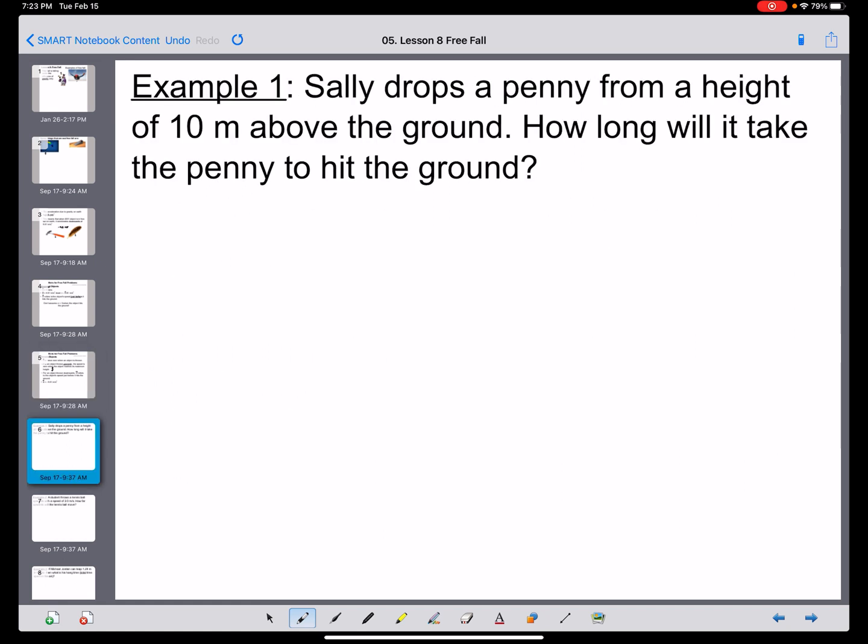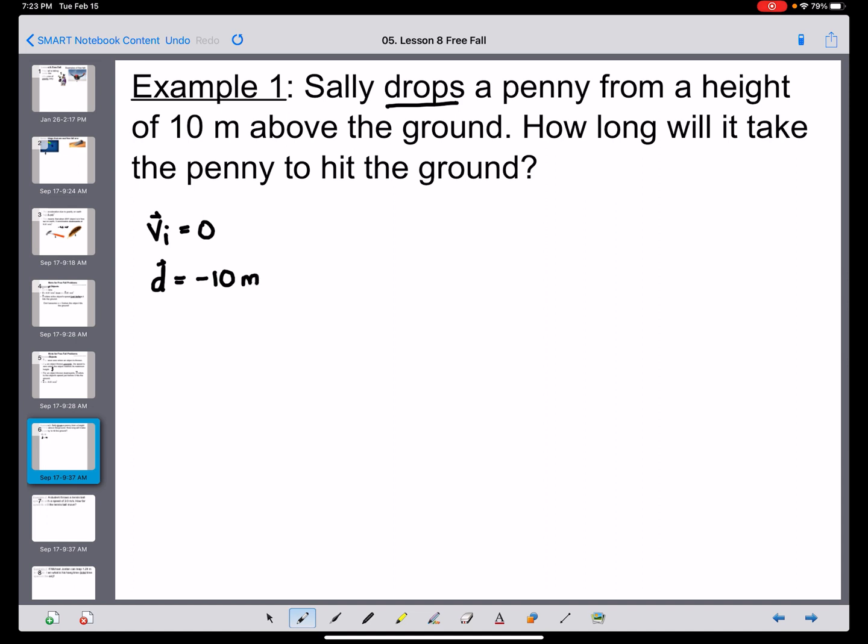Okay, so let's do this example here. Sally drops a penny from a height of 10 meters above the ground. How long will it take the penny to hit the ground? So the first thing we're going to notice here is it says Sally drops a penny. From the slides we just looked at, we know that the initial speed of this penny is going to be 0. Now she's dropping the penny from 10 meters above the ground, so the displacement that the penny is going to go through is going to be 10 meters down.